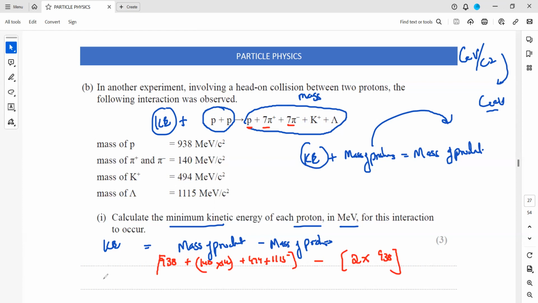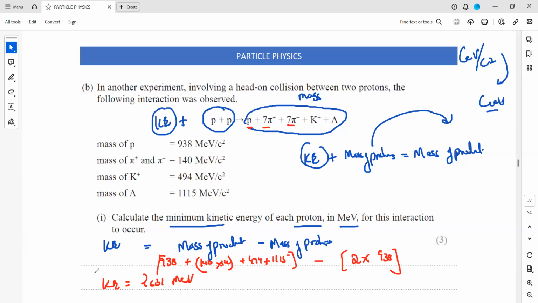We'll get the total kinetic energy of the 2 protons, which is 2631 mega electron volt. The unit of energy is not mega electron volt per c square; you can simply write mega electron volt. But this is the kinetic energy of 2 protons.